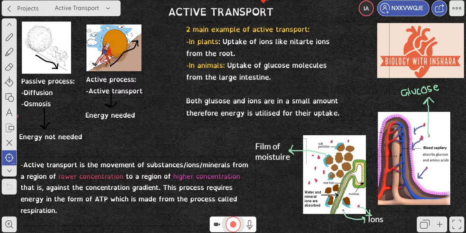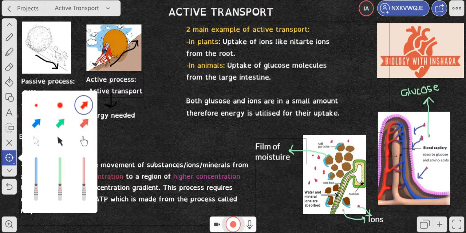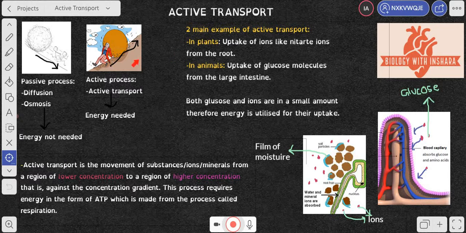Okay. Now, let's study active transport. So, what is active transport? That's the first question that should come to your mind when you talk about this topic. You need to understand that active transport is a method of transport.